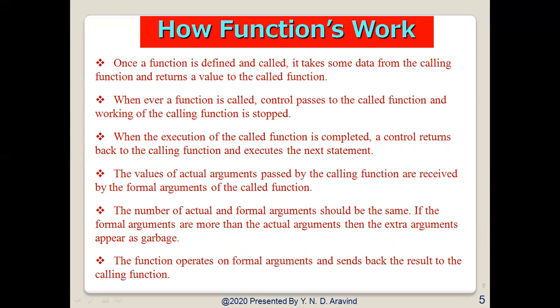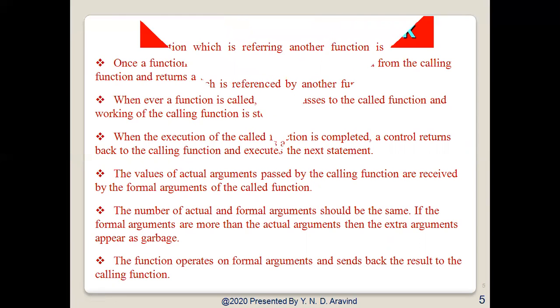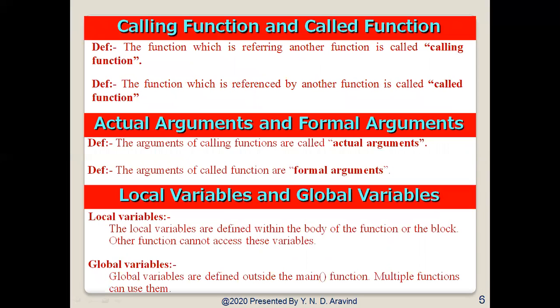Whereas if you are changing the type of the arguments, then it will give the error. So the function operates on formal arguments and sends back the result to the calling function. Now let us see what is a calling function and what is a called function.